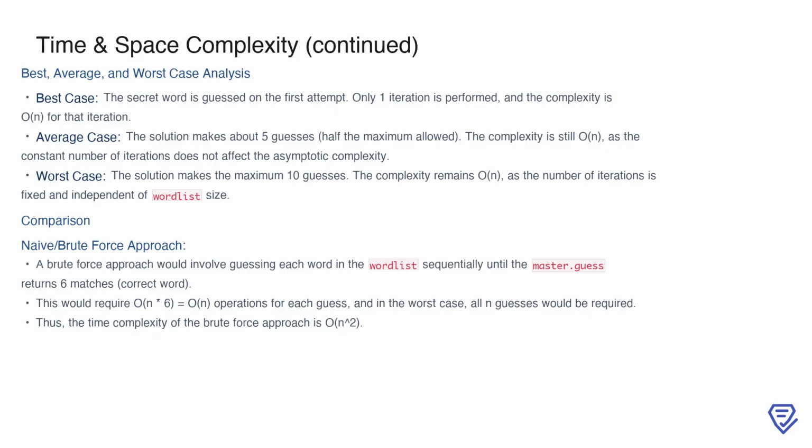Comparing this to a brute force approach, where each word in the word list is guessed sequentially until the correct one is found, the brute force method would require O(n * 6) operations for each guess and up to n guesses in the worst case, resulting in a time complexity of O(n squared). This highlights the efficiency of the optimized approach.